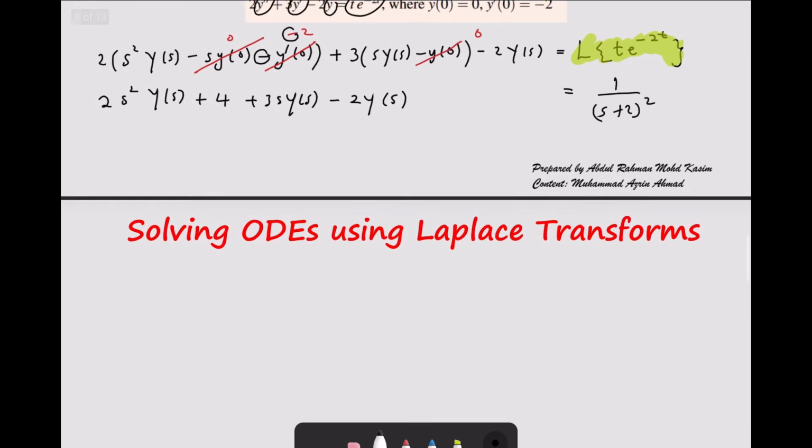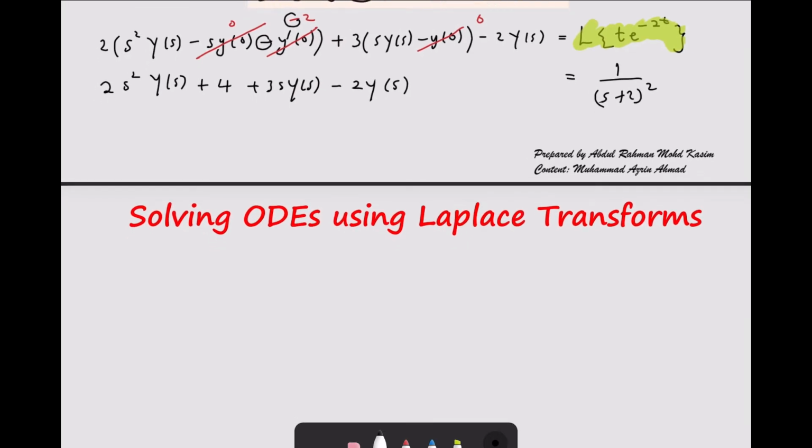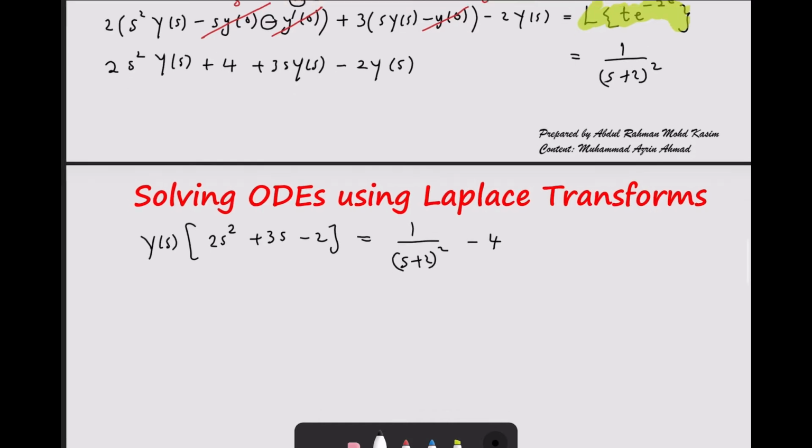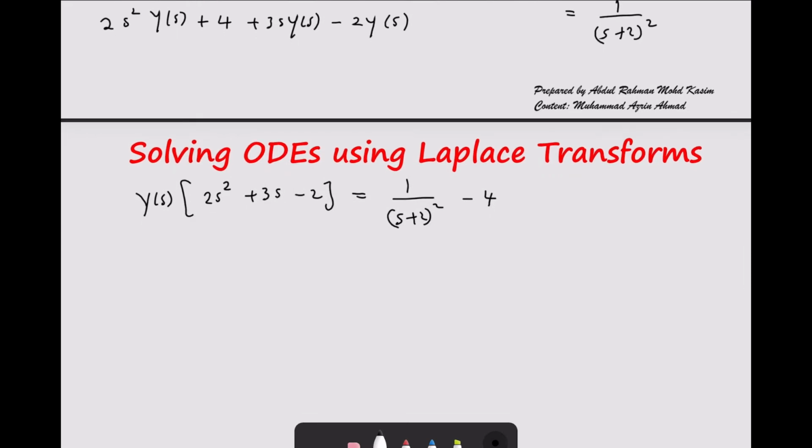So now what you can do is bring the 4 into the right hand side, and then you need to factorize Y(s). When you factorize Y(s), you will have 2s squared plus 3s minus 2 over here. And for the right hand side, you will have 1 over (s plus 2) squared, and then minus 4 over here because of the plus on the left hand side. So bring to the right hand side, you will have minus.